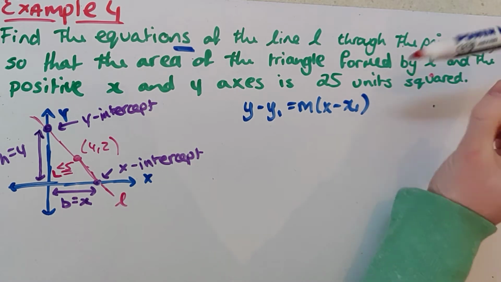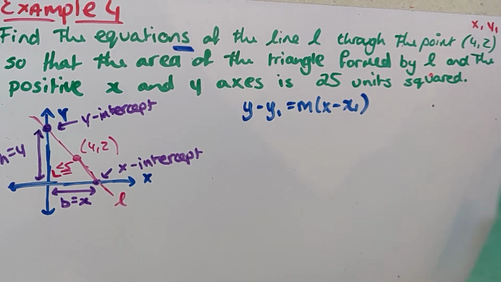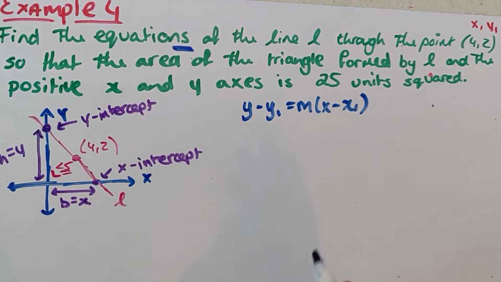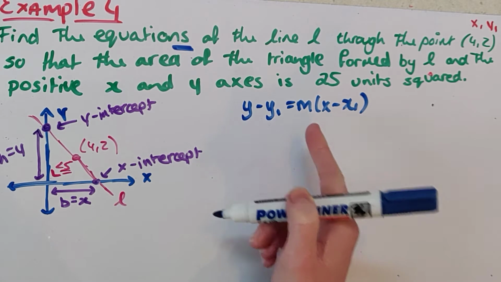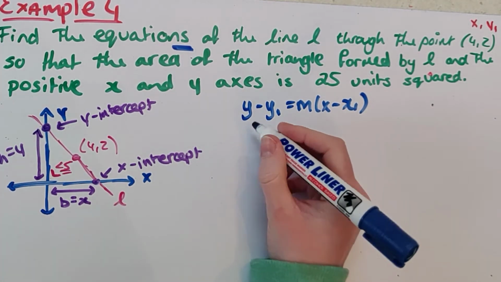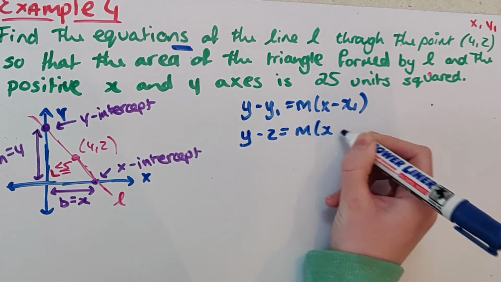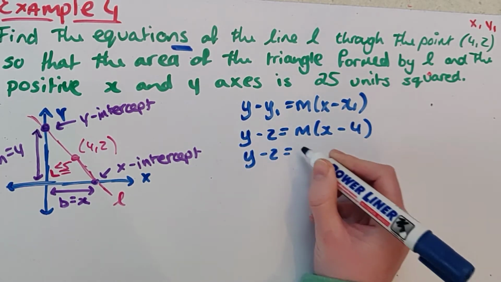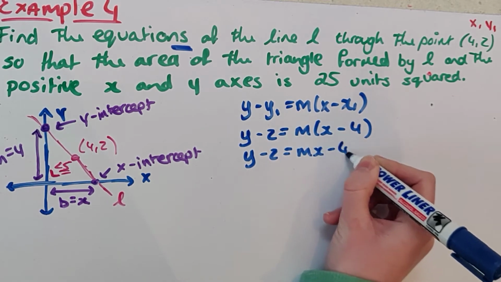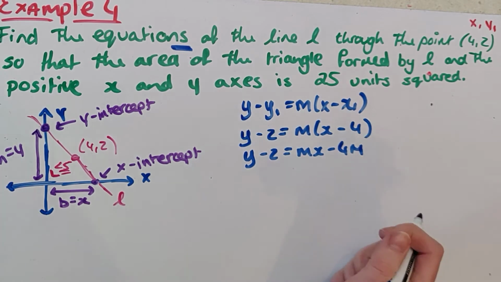Now I have got x1 and y1 up here. I don't know m, and I don't really have a way to find m. So what I'm going to do is find my equation of a line in terms of m. So that means we have y minus 2 is equal to m by x minus 4, which means I have y minus 2 is equal to mx minus 4m, because I've just multiplied m by x and m by minus 4.